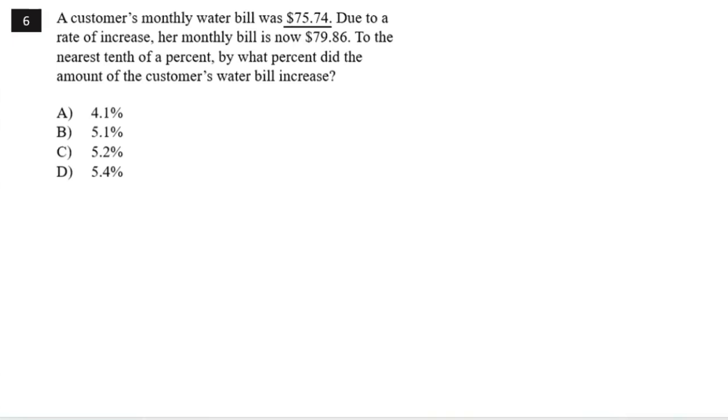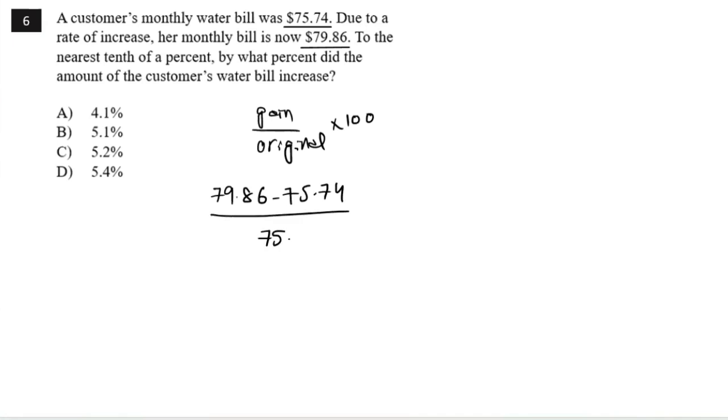Due to the rate of increase, her monthly bill is now $79.86. To the nearest tenth of a percent, by what percent did the amount of the customer bill increase? So this is the classic percentage gain idea. So this is gain over the original times 100. So you can learn these rules, gain is like a profit or increase, right? So what's the gain? The difference of 79.86 minus 75.74, and divide by the actual amount which was originally there, and times 100.